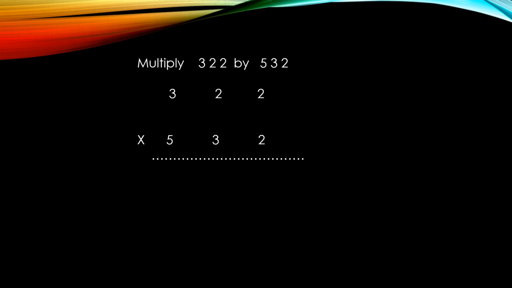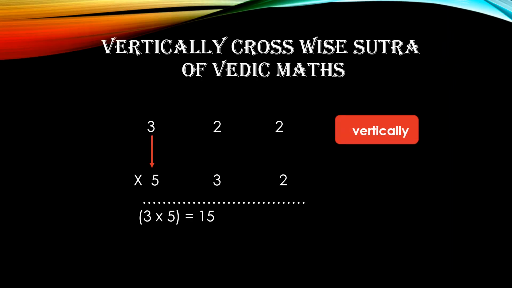Now we will multiply 322 by 532. This is a 3-digit number. How will we apply the sutra vertically and crosswise in 3-digit multiplication? Let's see. Now we apply the sutra vertically and crosswise in 3-digit multiplication. First we multiply 100 place digit. Here 3 is in 100 place and 5 is also in 100 place. So we first multiply 3 and 5 vertically. 3 multiplied by 5 we get 15. Write down 15.